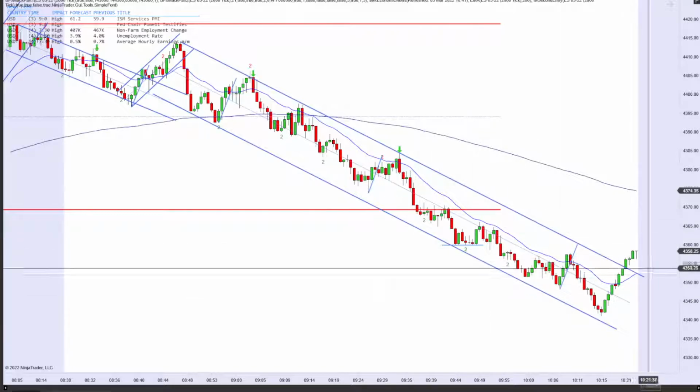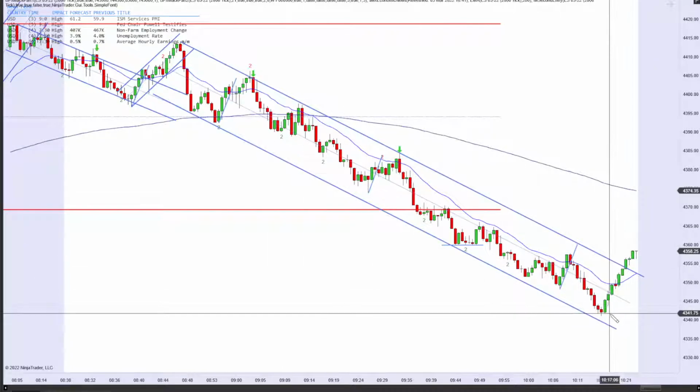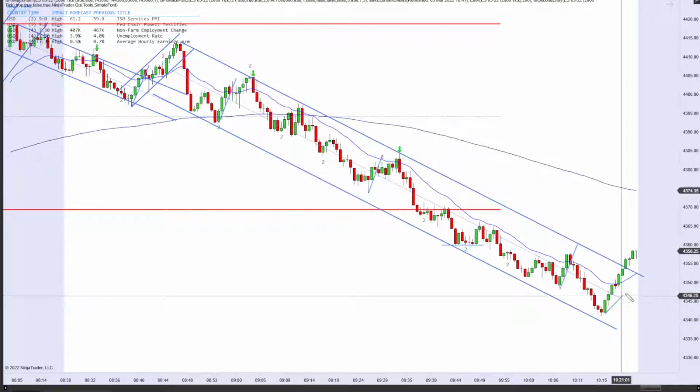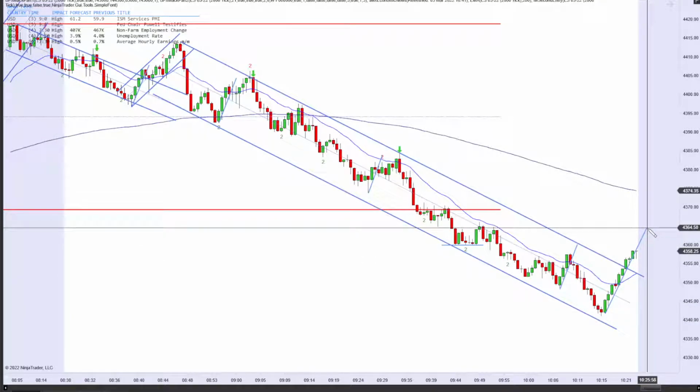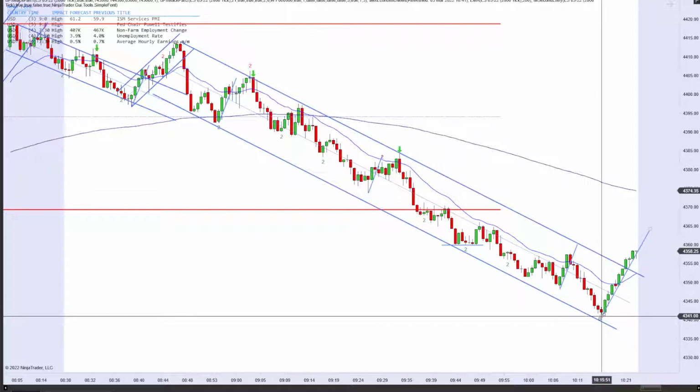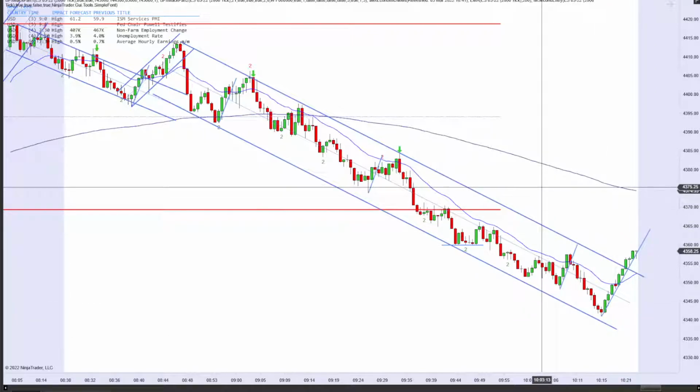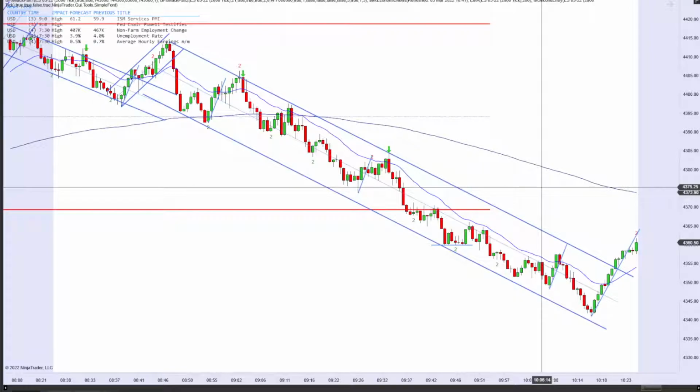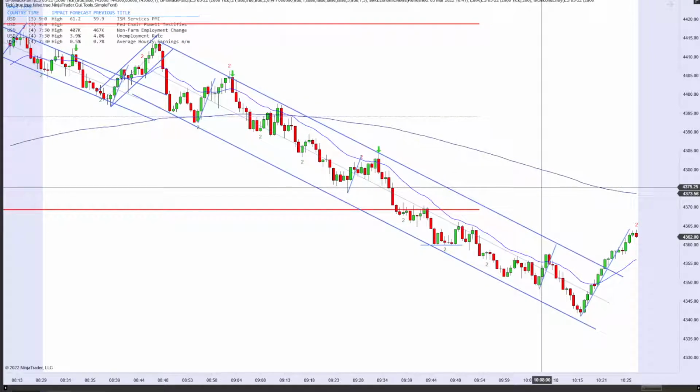Okay, so what do we have here? We got a break of trend. We have a short-term trend. I usually start it from wherever that trend is starting, and some people might start it from down here. But we have a short-term trend working up. We have a little break, new high, second entry short.